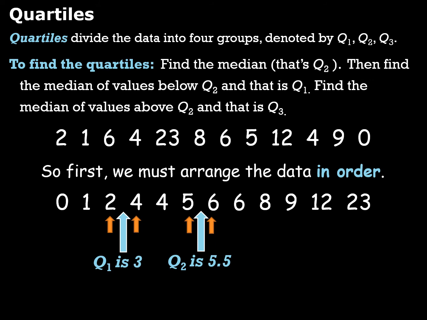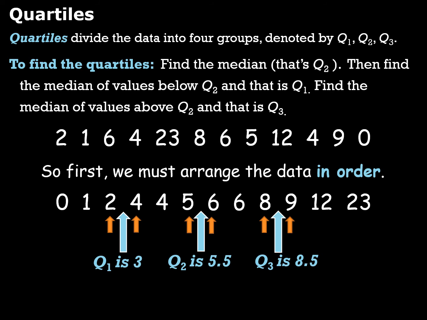Now we'll take everything above Q2, so that's starting from 6 up to 23. March into the middle, and we see 8 and 9, so the average would be 8.5. So we have Q1 is 3, Q2 is 5.5, and Q3 is 8.5.